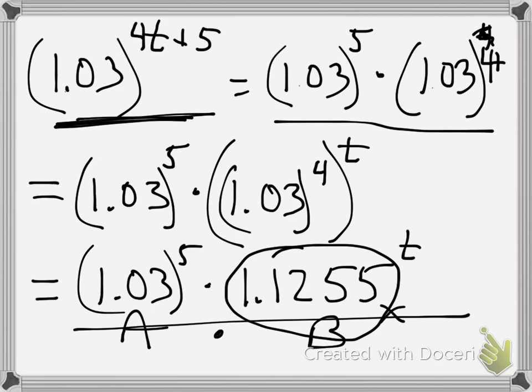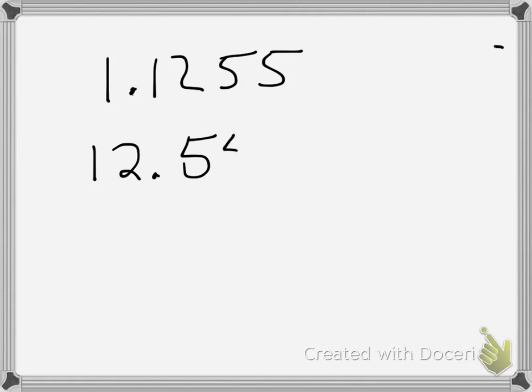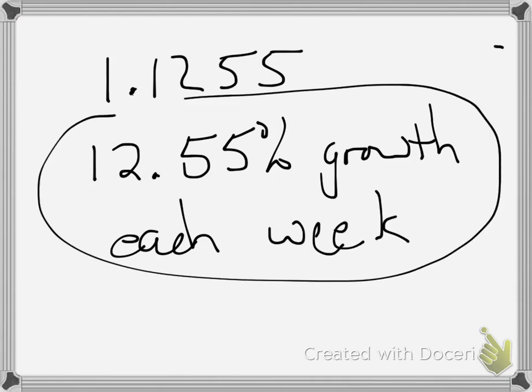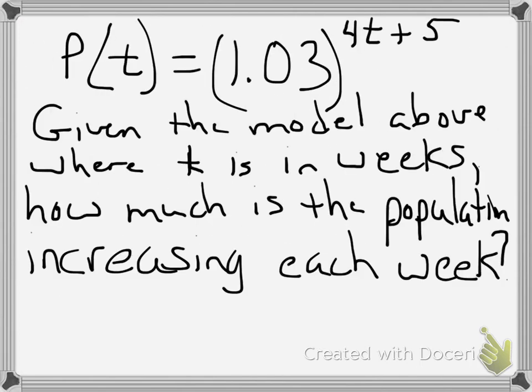All right, well, if the growth factor was 1.1255, that means I must be experiencing a 12.55% growth each week. So that would be my answer to the question that was originally asked. Given the model above, how much is the population increasing each week?